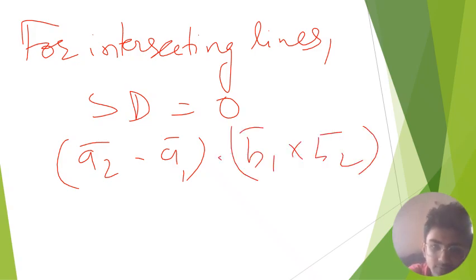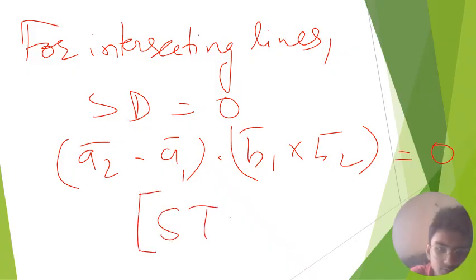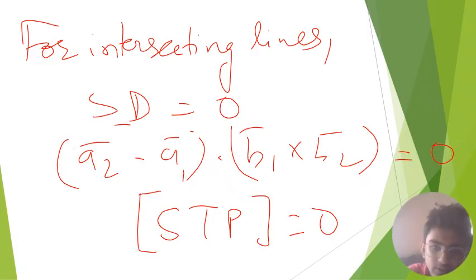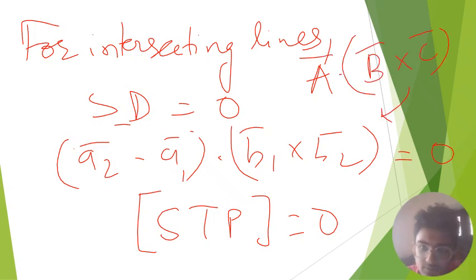Now here you will have to find the STP, scalar triple product, of this particular vector a2 minus a1, this particular vector b1, and this particular vector b2. When you form the STP of this, you are given the a2 vector, a1 vector, b1, b2. You have to just form the STP, and you have to make that STP 0. Here also the STP is 0, because supposing this is a capital A vector, this is a capital B vector, this is a capital C vector, so it is forming the STP, like this. Okay, so STP is 0 for intersecting lines. This is an important concept.